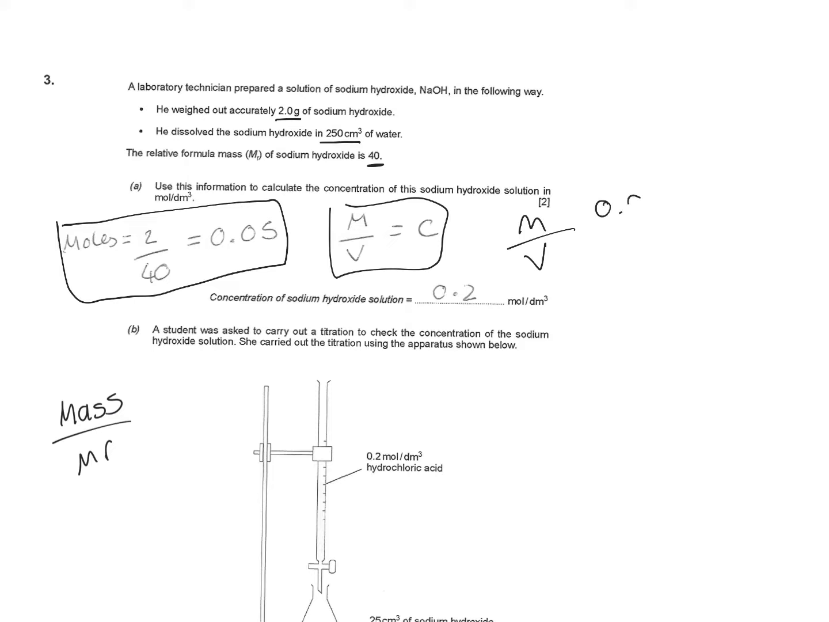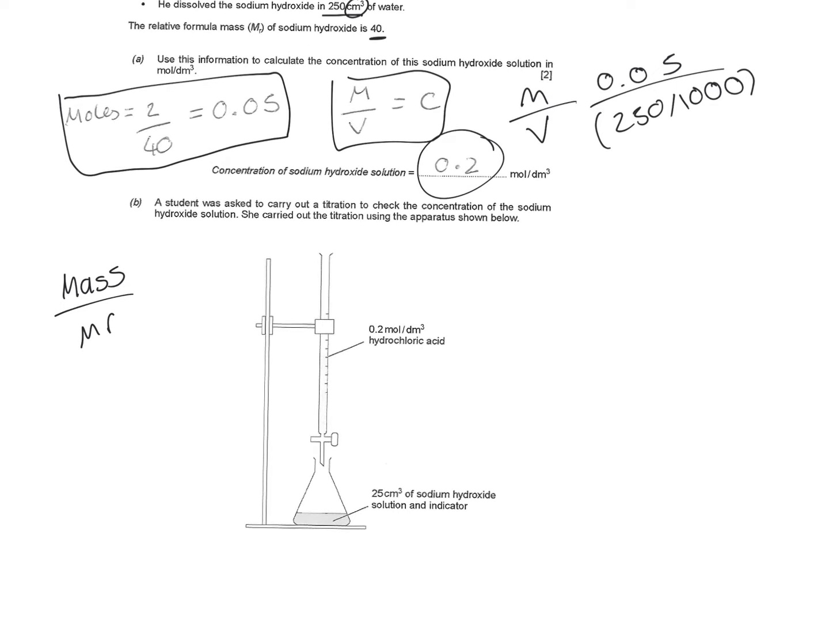So you've got 0.005, that's one too many zeros. And then you divide it by 250, but divide that by 1,000 to make sure, because that's in centimetres cubed. You want to get it in decimetres cubed, and then that is your overall answer. That's quite a lot to do for 2 marks. Then they set up a titration. You will need these on the next page, so just be careful of that.